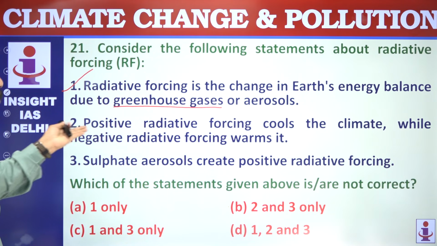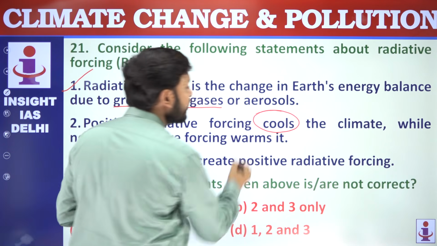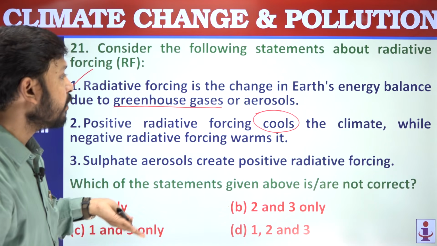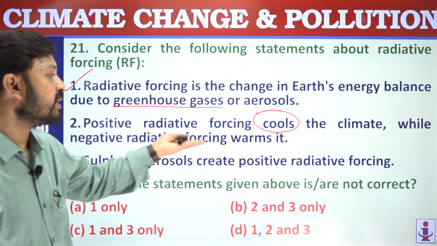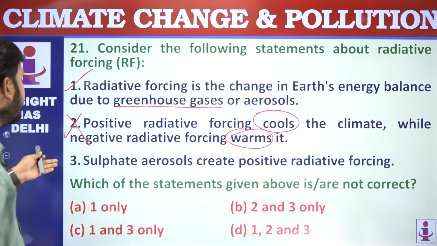Next, go to the next one. Positive radiative forcing cools. Just now we have seen it is not cooling, it is warming, the climate, while negative radiative forcing warms it. No, this is the cooling thing. So this statement is wrong.